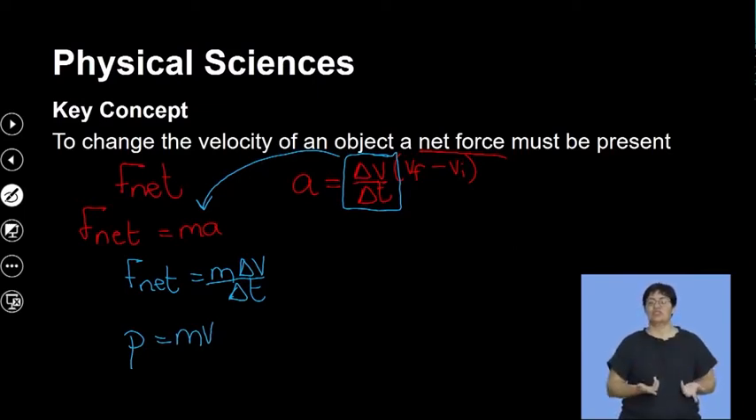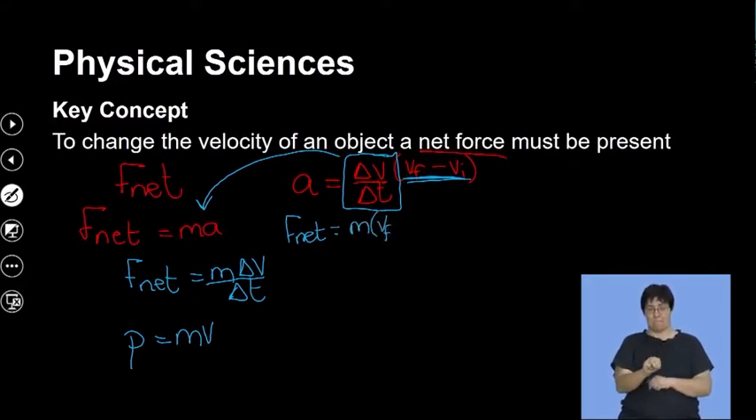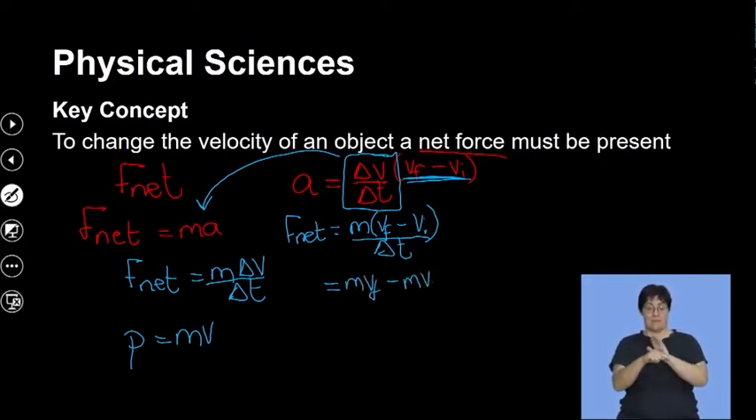Okay, so now I'm going to expand it. So instead of delta V, I'm going to put this. Keep with me. So F net is equal to m (Vf minus Vi) over delta t. All right, I hope you haven't lost any of you. I'm going to multiply the m in. So mVf minus mVi.